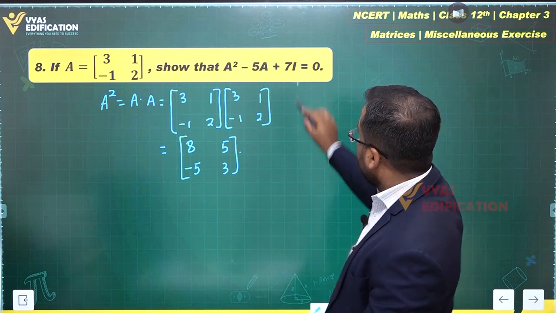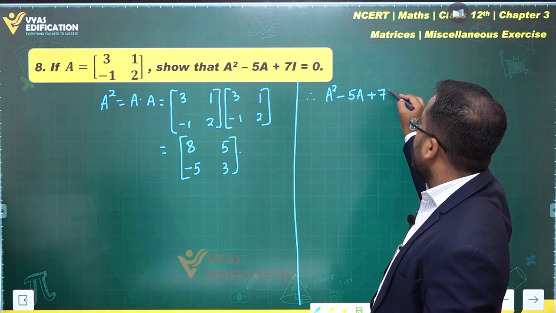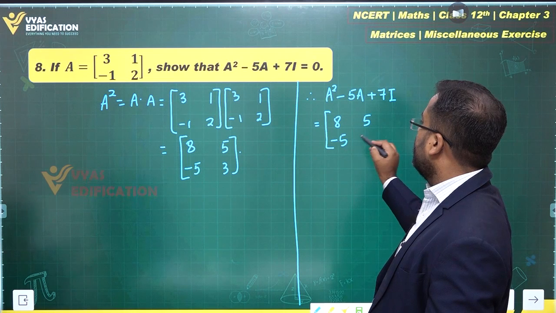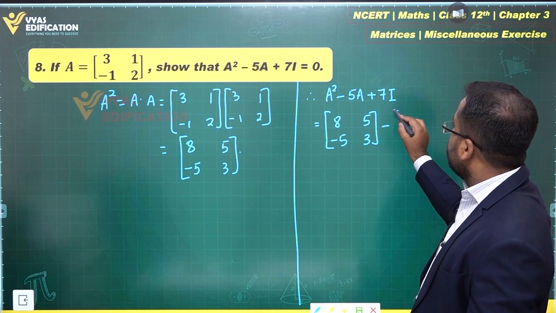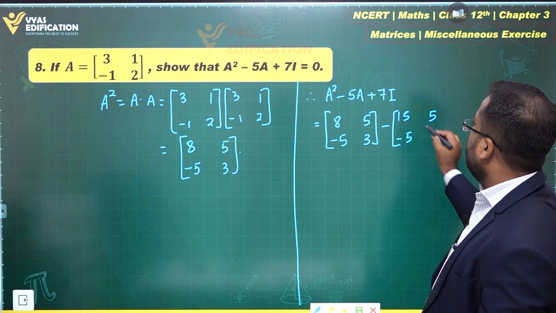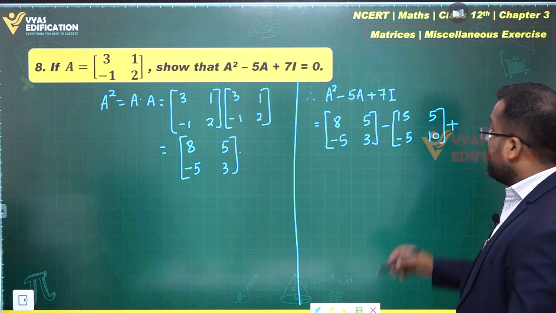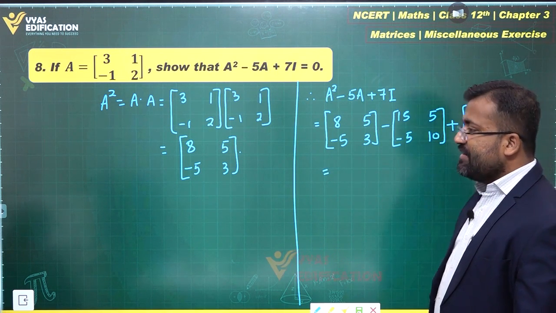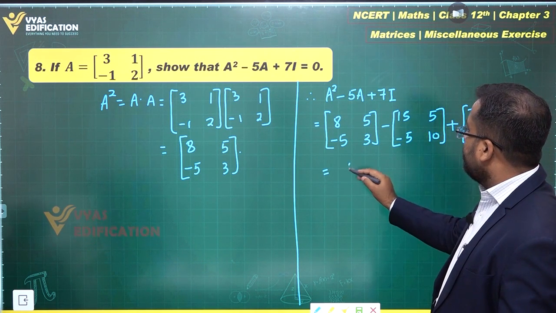Okay, since we have already found A squared, therefore A squared minus 5A plus 7I will be equal to what? This is [8, 5; minus 5, 3], minus 5 times A. Now 5 times A would be [15, 5; minus 5, 10]. And 7 times I is [7, 0; 0, 7], very easily. And what does that simplify into? 8 minus 15 plus 7 is 8 plus 7, 15, minus 15, which is 0.